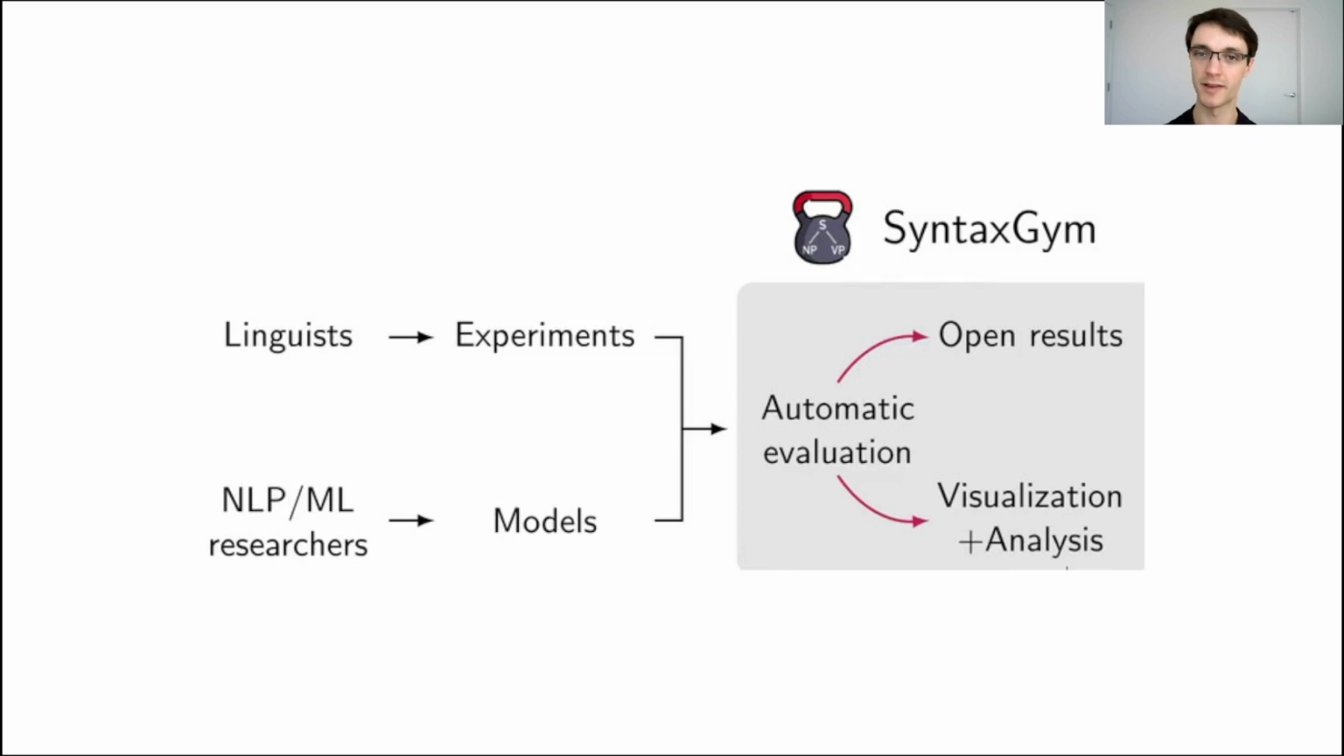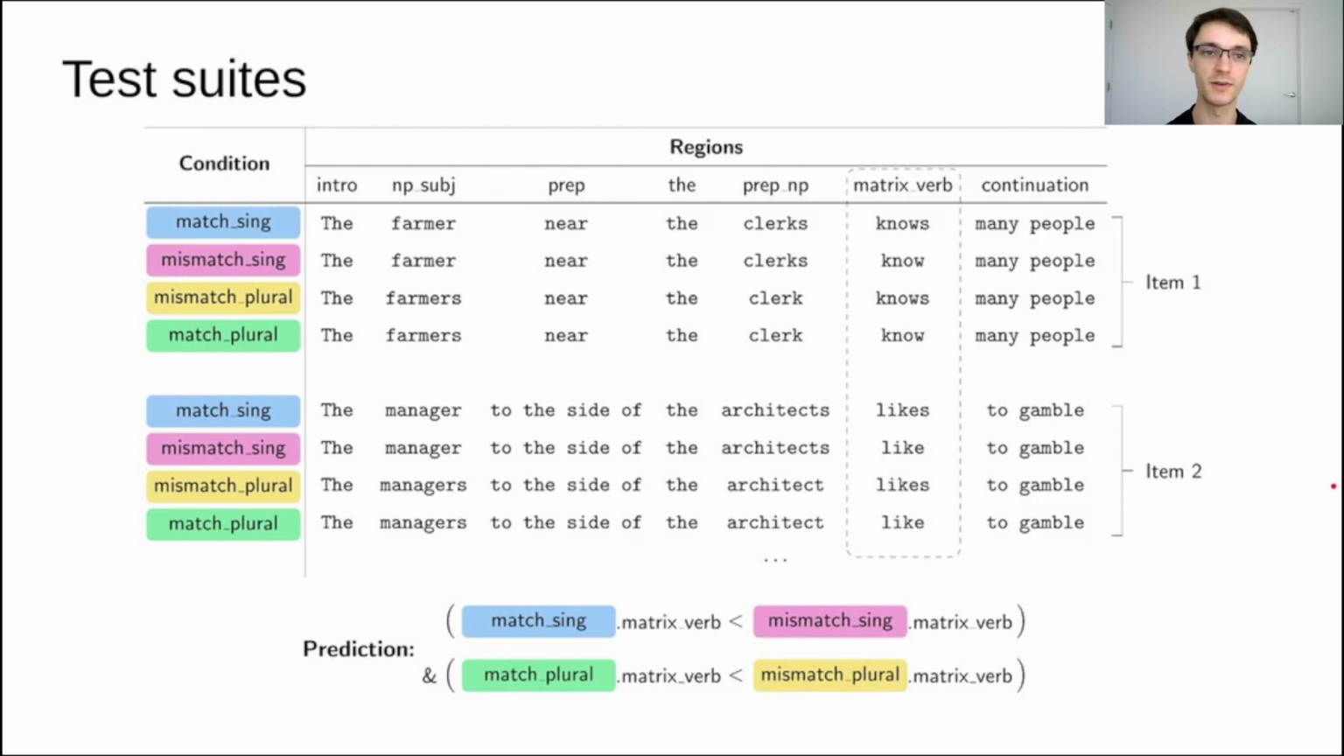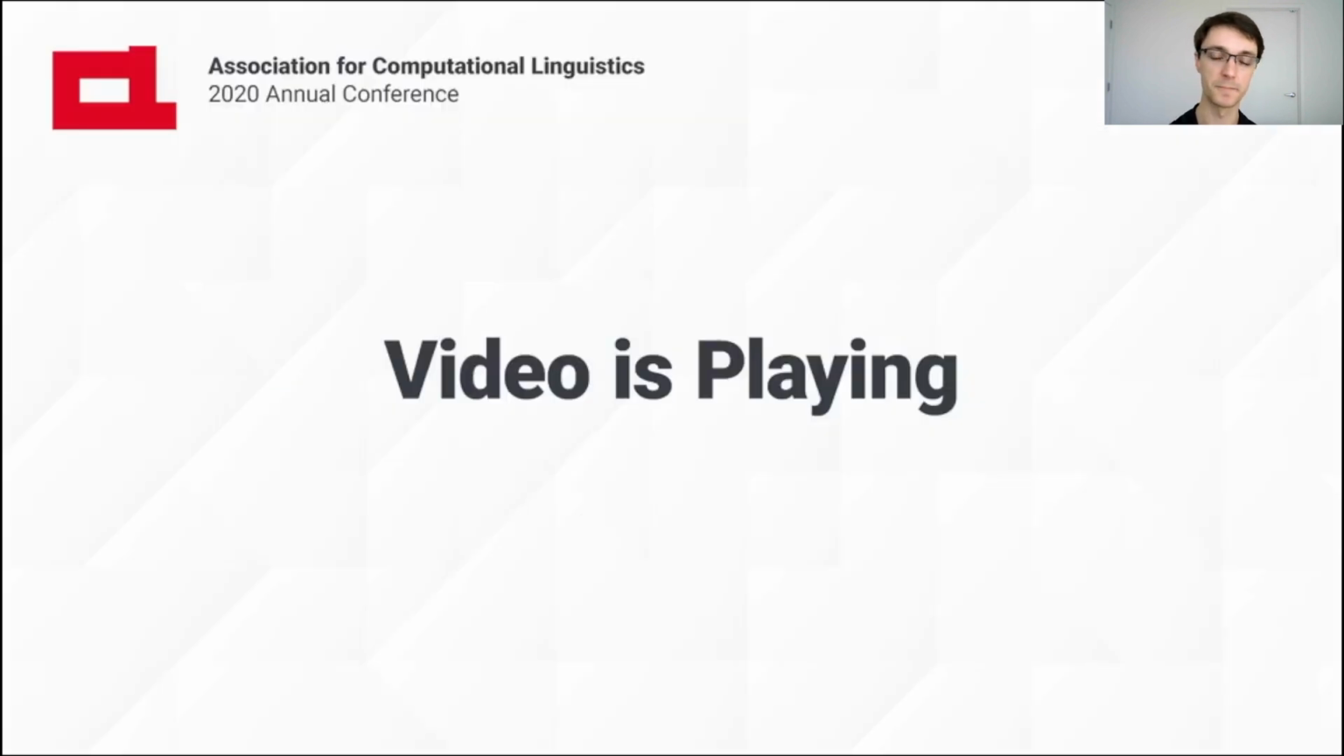Let's jump into a bit about that standardization. The core of SyntaxGym is the test suite. Test suites operationalize a test of some grammatical phenomenon, or rather the knowledge of that grammatical phenomenon. The core of a test suite is an item. Items are groups of minimally varying sentences according to this grammatical phenomenon. Here we have a sentence, "the farmer near the clerks knows many people." It exists in this condition called match singular, where we have a singular subject and the verb number matches the number of the subject. We have a minimal pair sentence next, called mismatch singular, where the number of the subject mismatches the number of the verb.